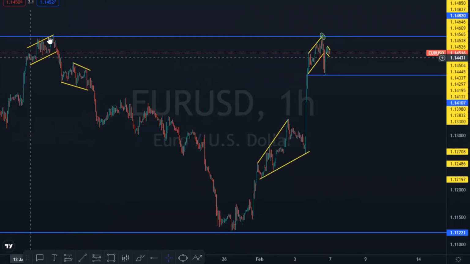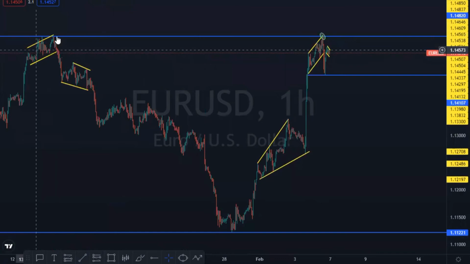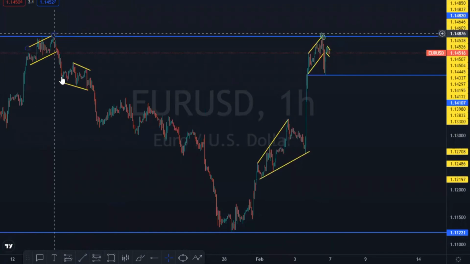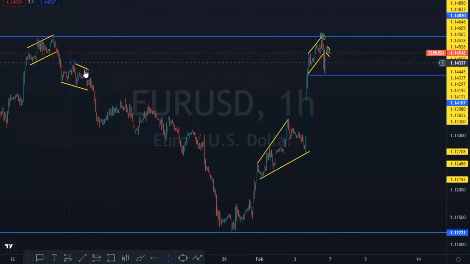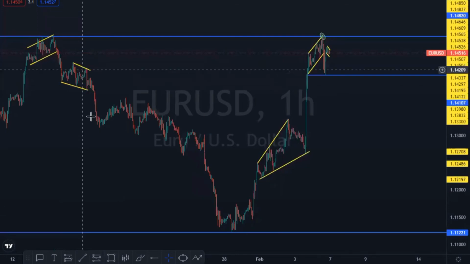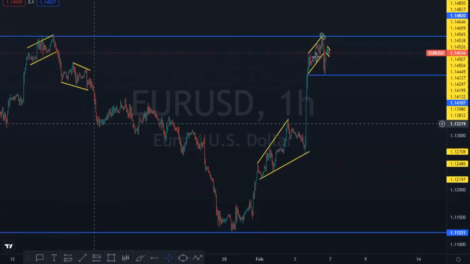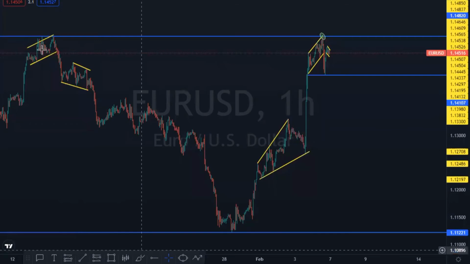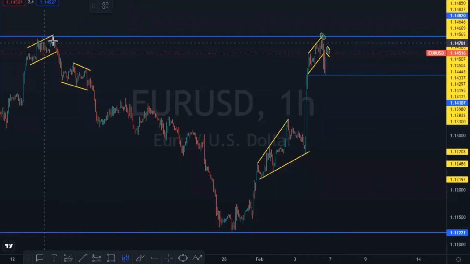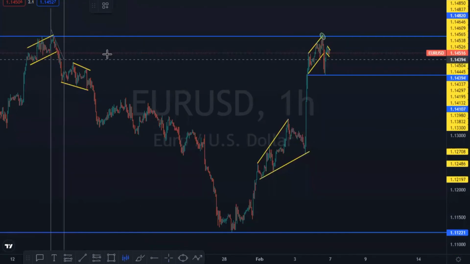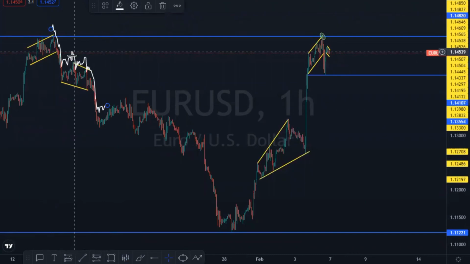As soon as we saw this ascending channel, we had that impulse to the downside. The market gave us a correction, which was a continuation to the downside. So even here, guys, we could have something similar.